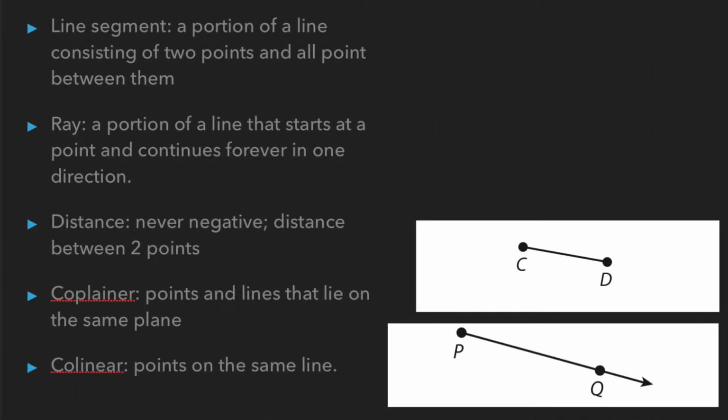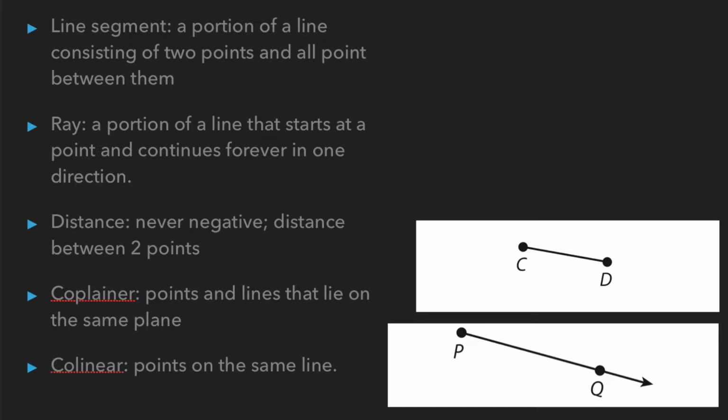Next are some definitions of defined terms. A line segment is a portion of a line consisting of 2 points and all the points between them. A ray is a portion of a line that starts at a point and continues forever in one direction. Distance is never negative and is the space between 2 points.